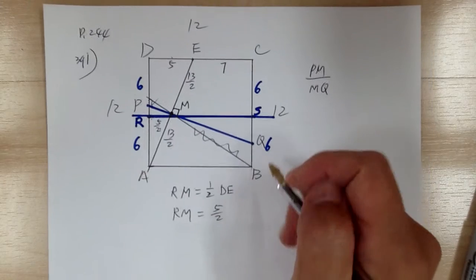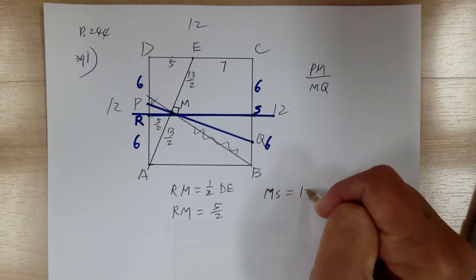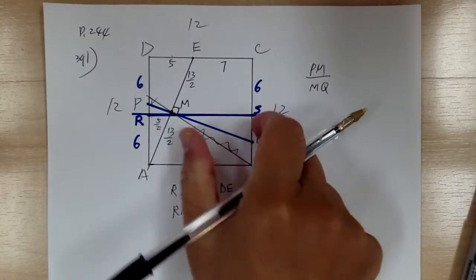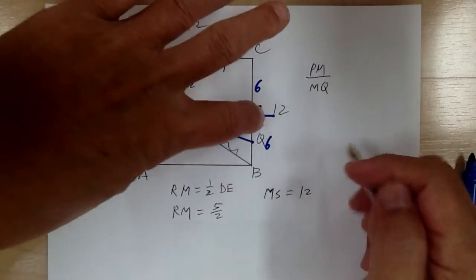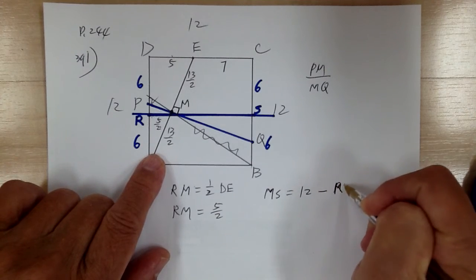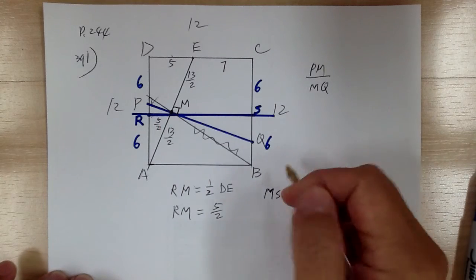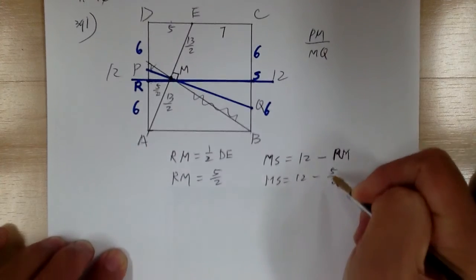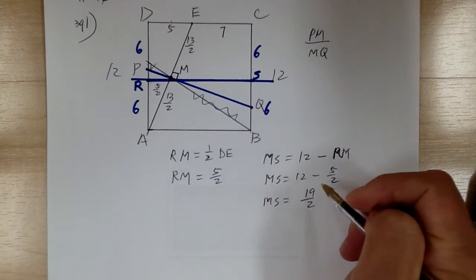Okay, then after that, you can go and do the MS. So MS, this part over here, is equal to 12 minus RM. Right, so 12 minus RM will give you the MS. So MS equals 12 minus 5 over 2. So MS will equal 19 over 2.